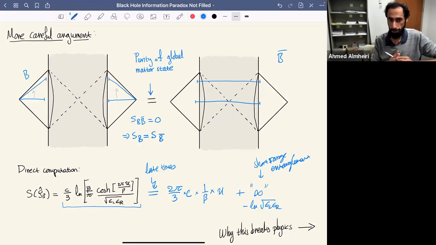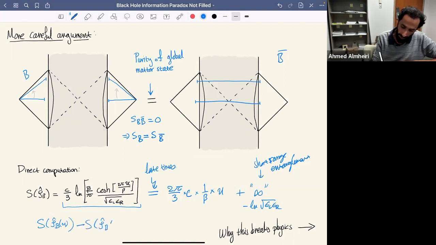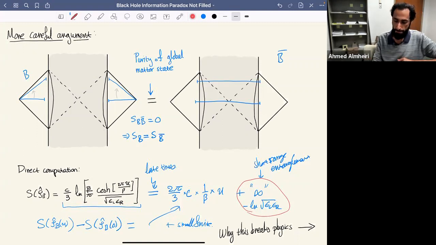Another kind of entropy you can consider that would capture the long range entanglement is something like S rho hat B at time U minus S rho hat B at time equals 0. This thing will be mostly this plus some small finite terms. The point is that this cutoff term, this divergence here, is independent of time. Okay, any questions about this? Okay, good.